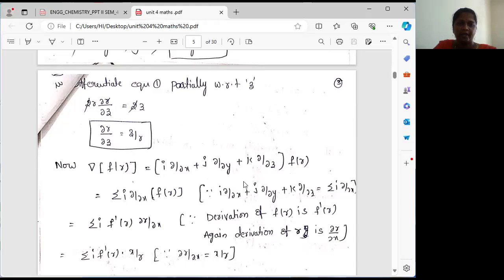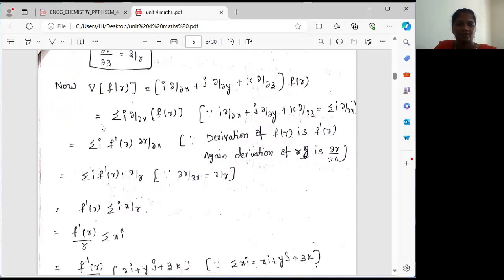So we have to take the summation of i ∂/∂x of f(r). Summation of i ∂/∂x means the sum of these three terms: i ∂/∂x plus j ∂/∂y plus k ∂/∂z. So I will take one term only: summation of i ∂/∂x of f(r).